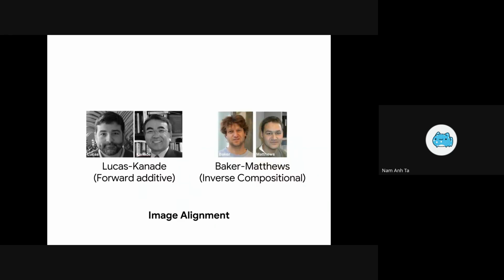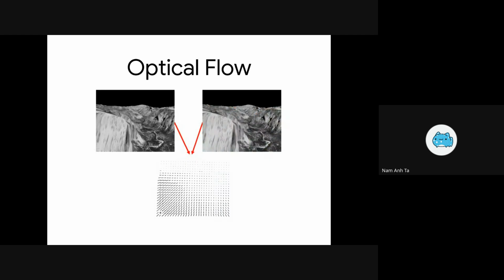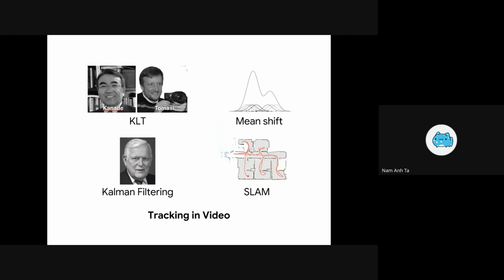Regarding image alignment, as I just mentioned a moment ago, there are two primary methods to consider: the forward additive and the inverse compositional. And when it comes to tracking in video, there are four classic technical choices. We have the KLT, the Lucas-Kanade and Tomasi, for sparse feature tracking; the mean shift for global appearance-based tracking; the Kalman filter, which you might have heard of before, for temporal filtering; and SLAM for complete mapping and localization. Each of these is a classic technique, and it is important to choose the right tool based on your specific task requirements.